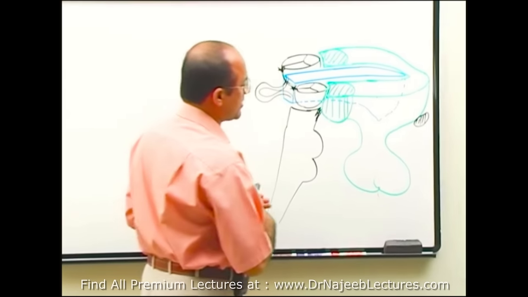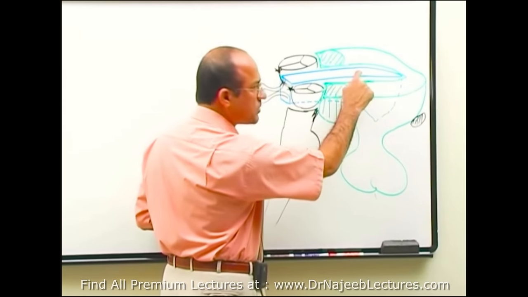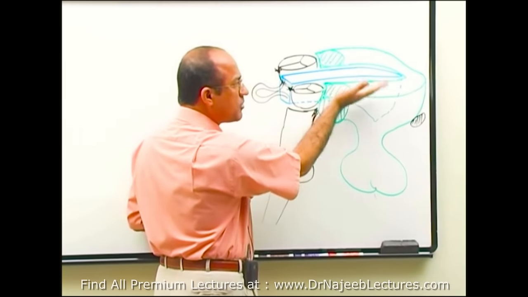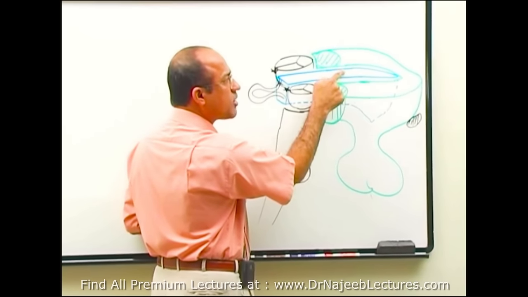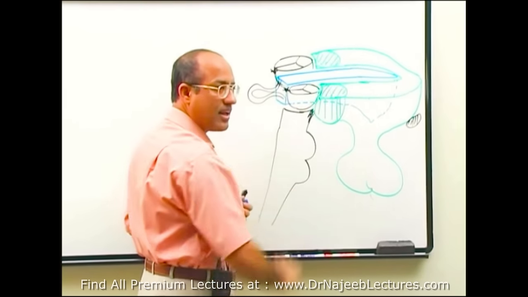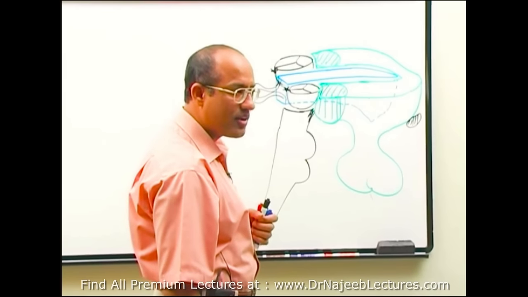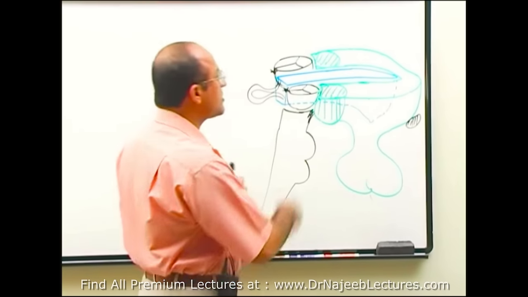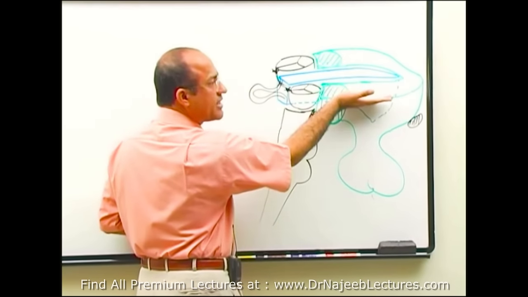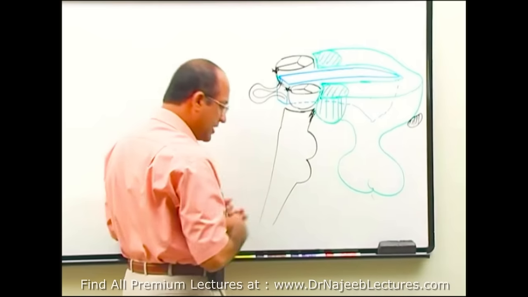Now you can see another thing. The third ventricle is in between. Some part of the hypothalamus is on the right side of the third ventricle. The other part of the hypothalamus is on the left side of the third ventricle. It means hypothalamus has a right area and a left area.